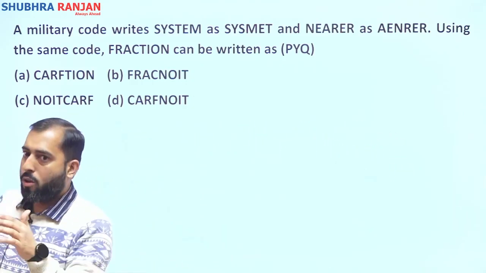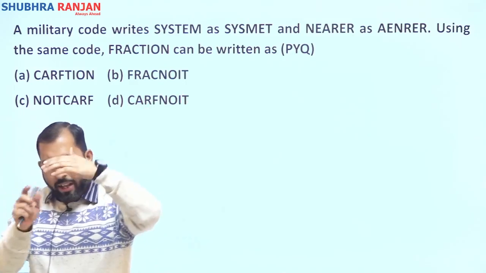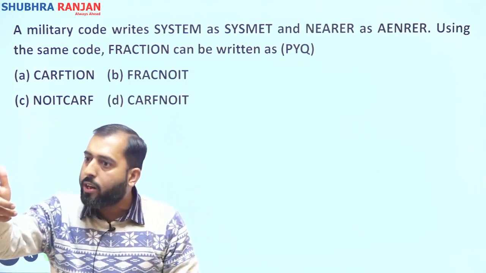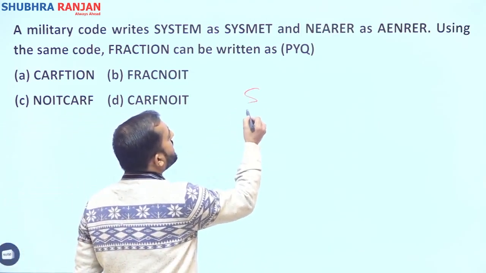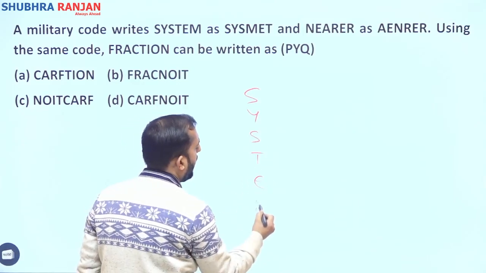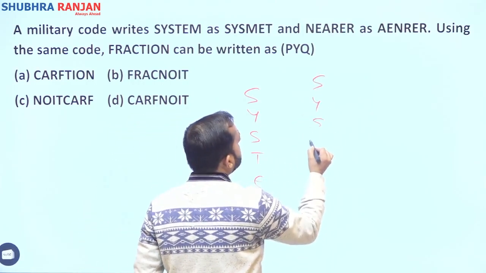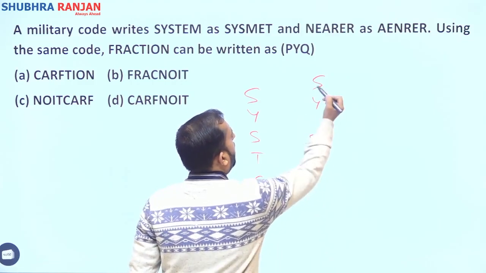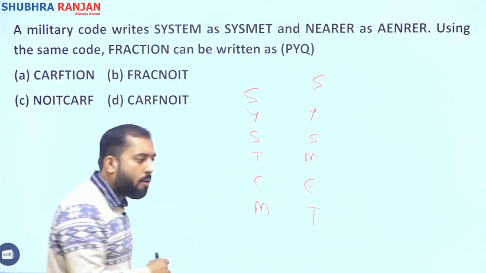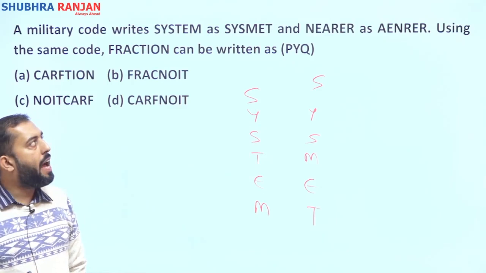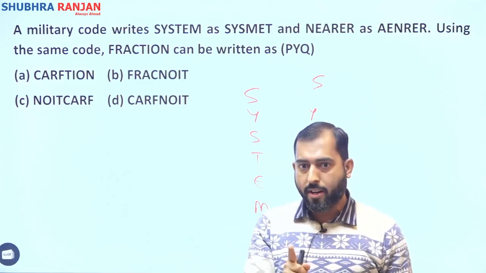The part that I was telling you is happening over here also. In the first question, only two letters were getting interchanged. In the next question, the entire word gets interchanged. Now in this case, if you pay attention to these problems, first is SYSTEM, S Y S T E M. This is the original word, and it has been coded as S Y S M E T. Now the examiner has given you two original words and two codes in this case for a purpose. Remember it, for a purpose.